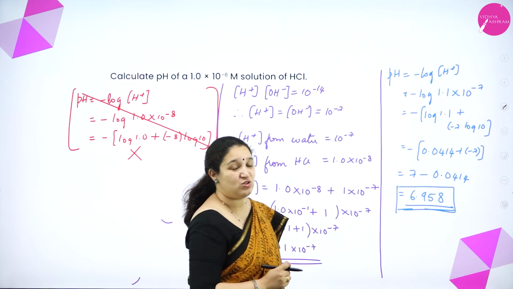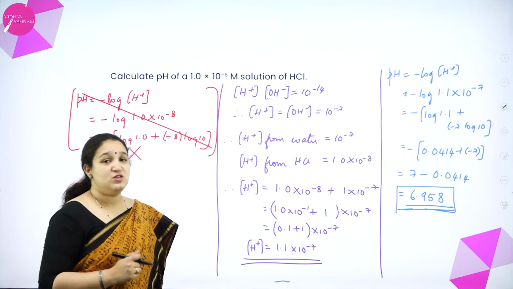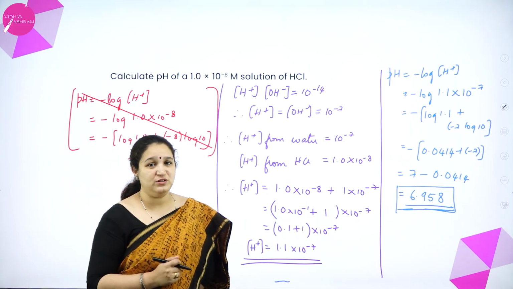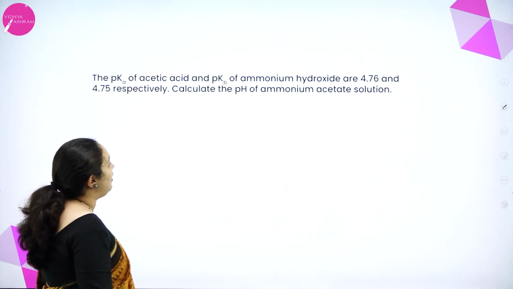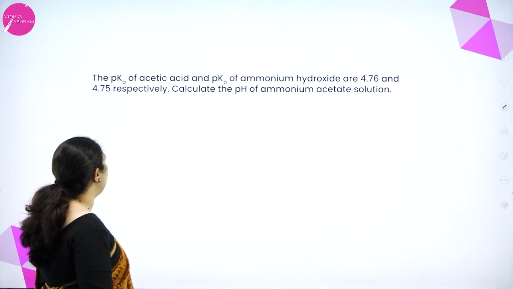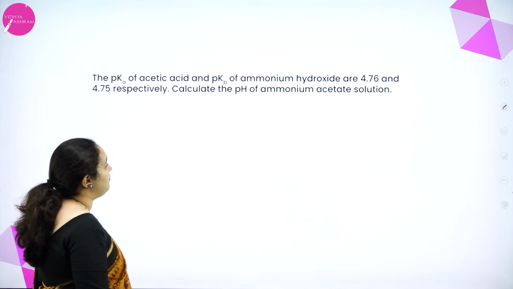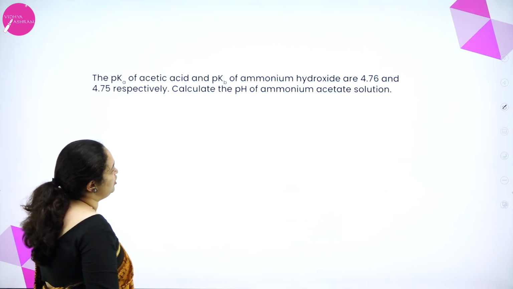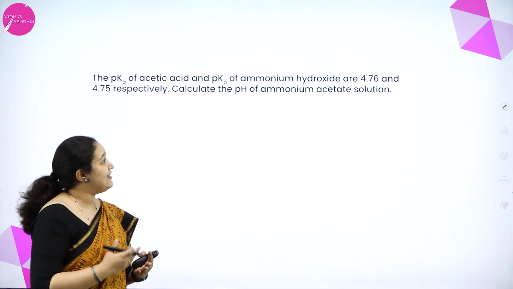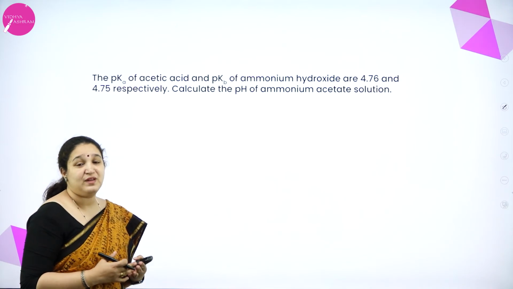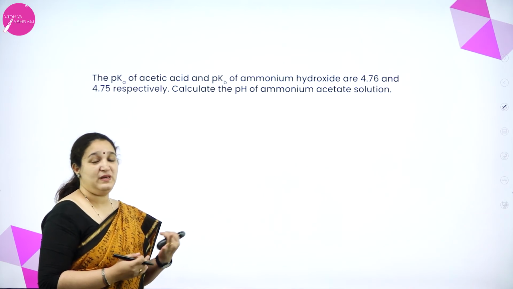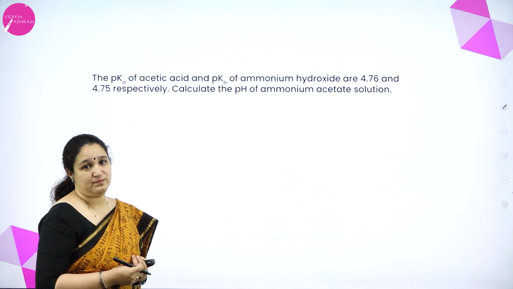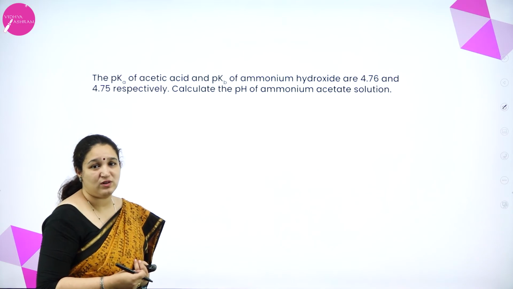I hope you have understood how to solve this. Okay. So, shall we go to the next question? Next question. The pKa of acetic acid and pKb of ammonium hydroxide are 4.76 and 4.75 respectively. Calculate the pH of ammonium acetate solution. So, here acetic acid is mixed with ammonium hydroxide and you want to find out the pH of such a solution. pKa is given, pKb also is given. So, how are we going to solve this?